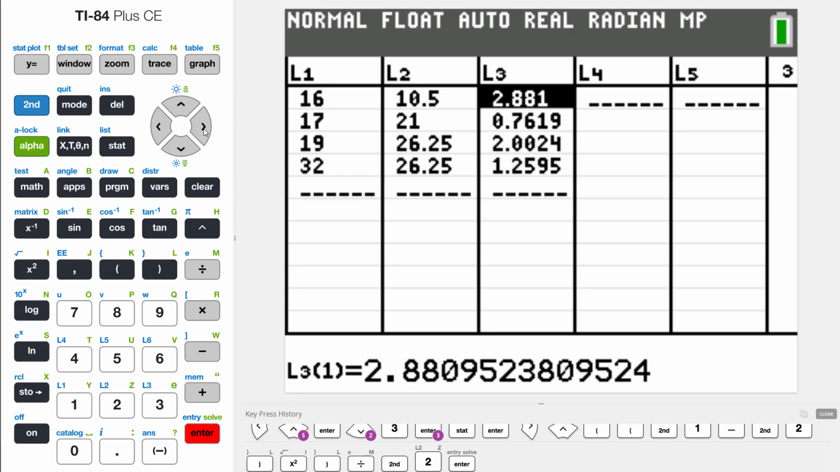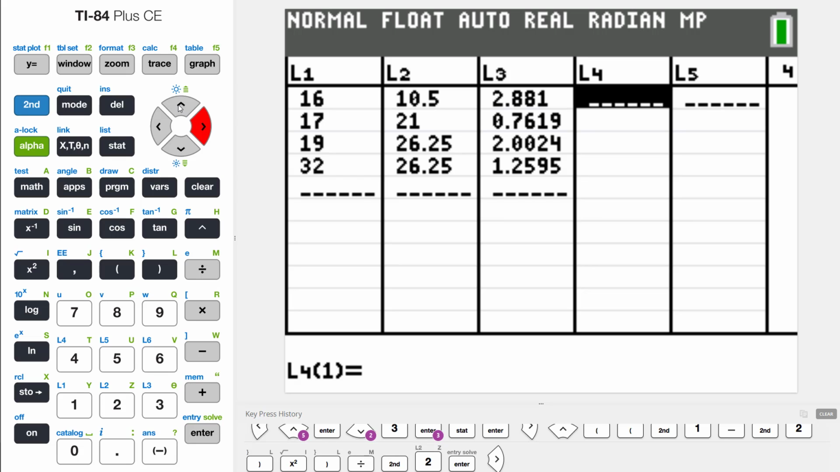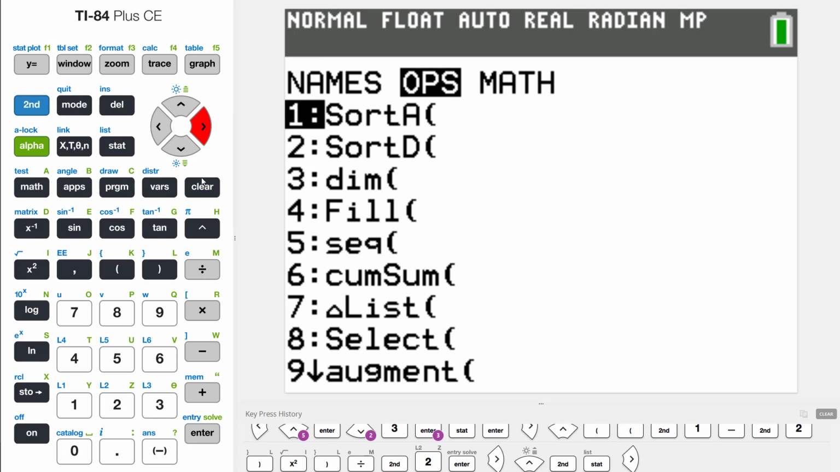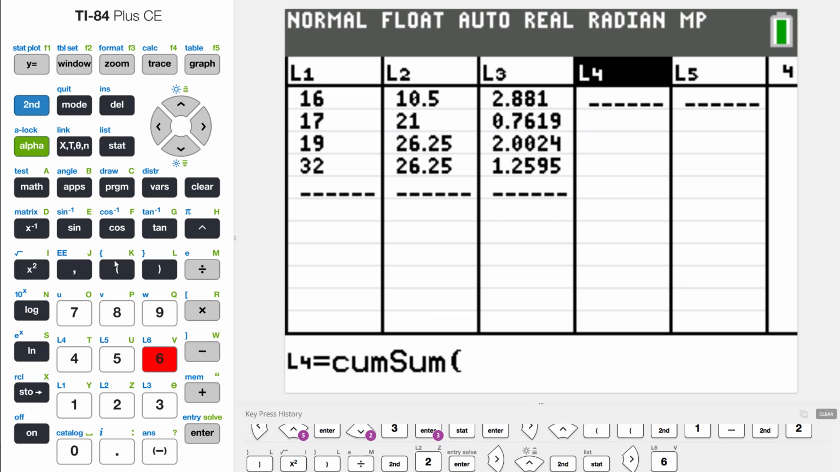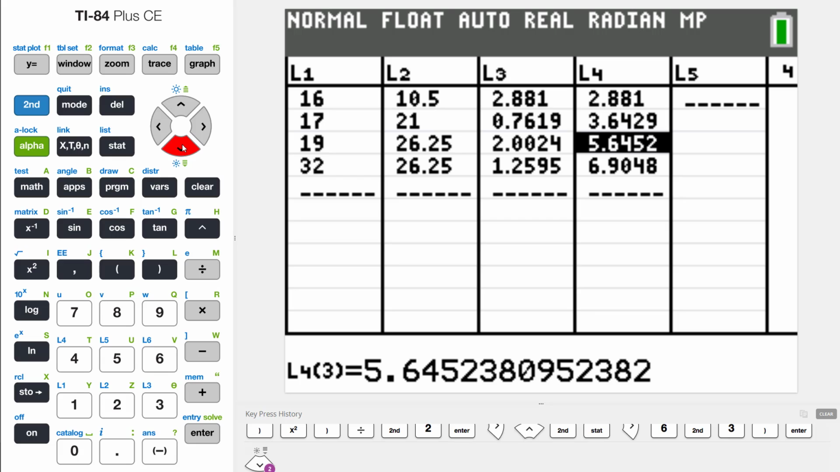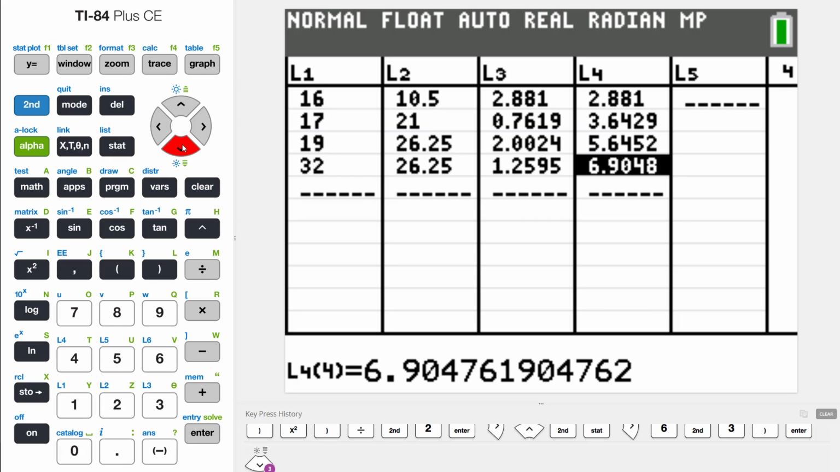Now we're going to build our test statistic in list 4. And so again, you need to go up to the top of the list, and you would then go to the second stat, which is the list menu, go to ops, and we want number 6, which is a cumulative sum. And we're going to run that on list 3. And so again, you can populate the list automatically. And you can see right down here at the bottom your test statistic. And so that number you're going to need to have written down because you're going to need it for what comes next.